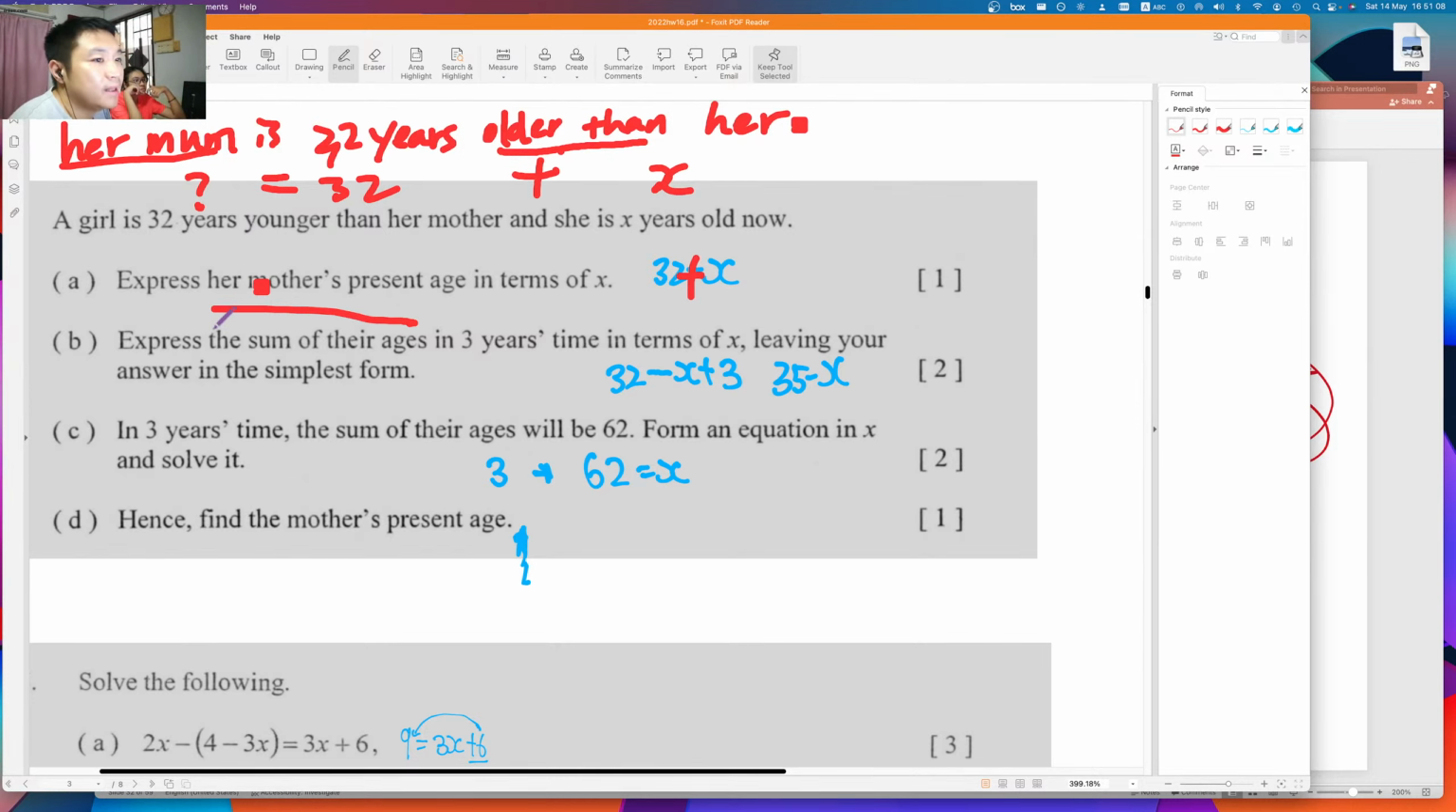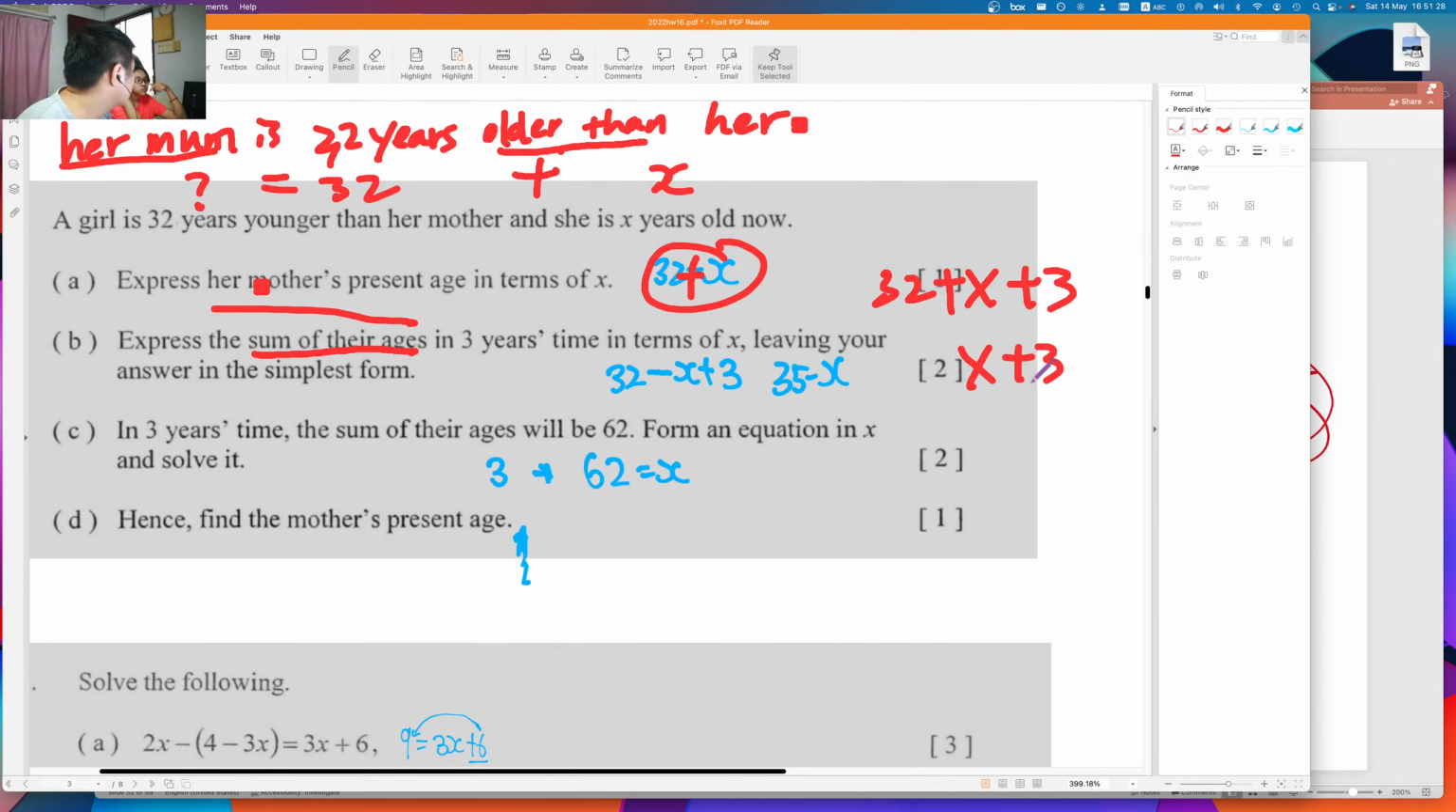Then next, express the sum of their ages in 3 years' time. So this is mom. Sum of their ages, right? So mom after 3 years is this. Girl after 3 years is this. So the two of them, you need to add up. So let me simplify this: 35 plus X, you just add these two up, is 38 plus 2X. Does it make sense? Okay, good. Then it says, in 3 years' time, the sum of their ages will be 62. So this is equal to 62.